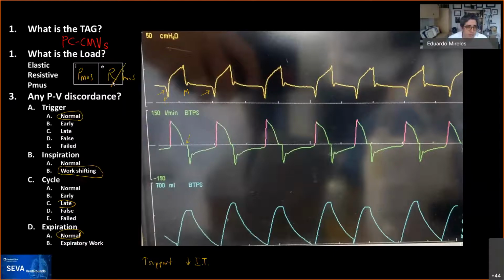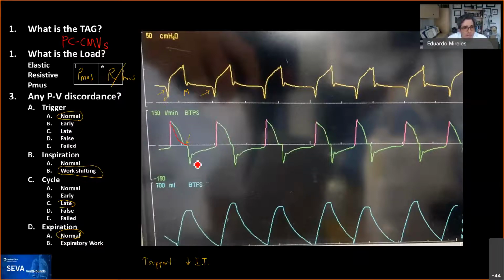But we'll talk a little bit more about that. The PMOS during inspiration, you're 100% right. Instead of having your nice exponential decay that you would see here, you see how there's this hump, and that is definitely due to effort, and that's also confirmed by the drop that you see here on the pressure during the initial part of the inspiration.